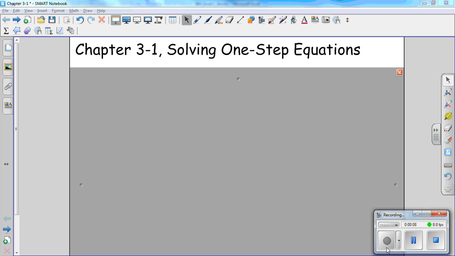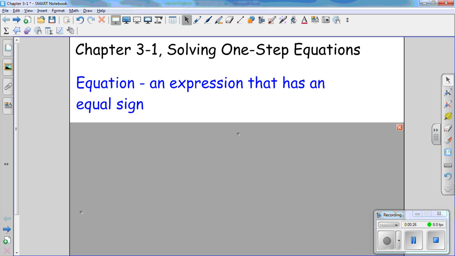Okay. Who can tell me what the difference between an equation and an expression is? One has an equal sign. Right, which one has an equal sign? Equation. An equation has an equal sign. So basically we have an equation that we need to solve for. An equation is an expression with an equal sign. We just said that.